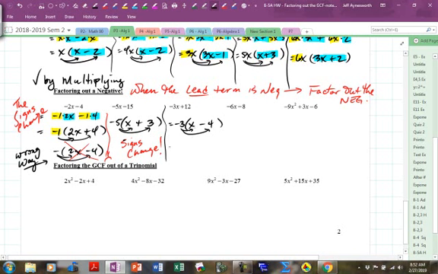Here, both of these numbers are divisible by -2, so you start like this. -2 times 3x is the -6x. And then -2 times positive 4 gives you the -8.